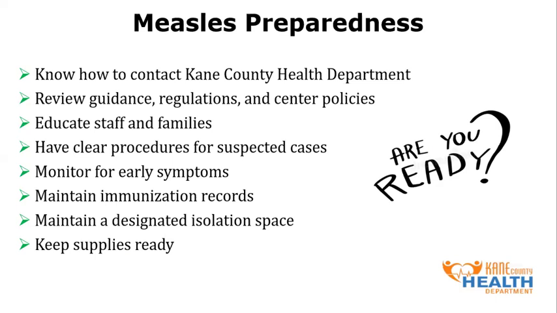You should be educating both staff and families about symptoms and what to do if a case is suspected. Education efforts should also include information on vaccination along with providing resources. Have a clear procedure for suspected cases. Monitor for early symptoms like the fever and rash. Maintain up-to-date immunization records for the children and staff. This includes reviewing your records now and following up for those without proof of vaccination.